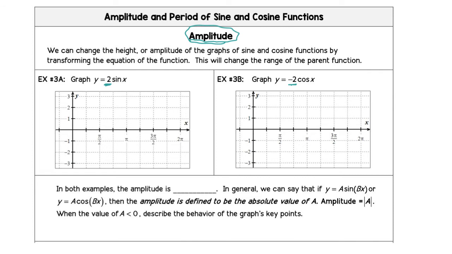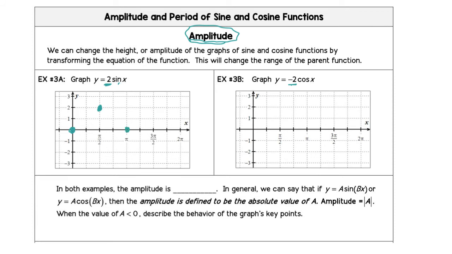Let's start at 0. Sine starts at 0, and it was at 0, 0. But then that's going to be times 2. Well, 2 times 0 is still 0. Didn't show us a whole lot there. So let's go to pi over 2. Well, sine of pi over 2 gave us 1. But this time, we're going to have that 1 times 2, so it's going to be 2. And then at pi, sine of pi was 0. And then 0 times 2 is still 0.